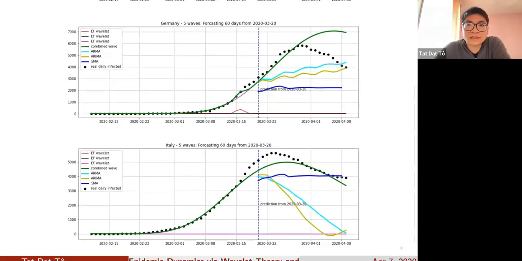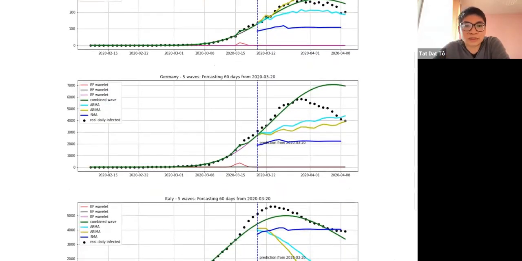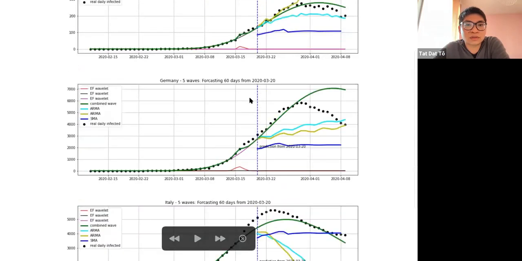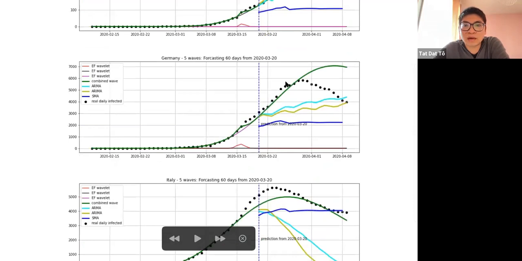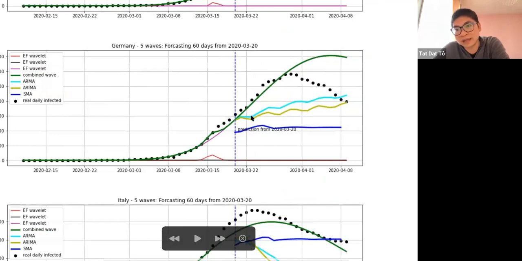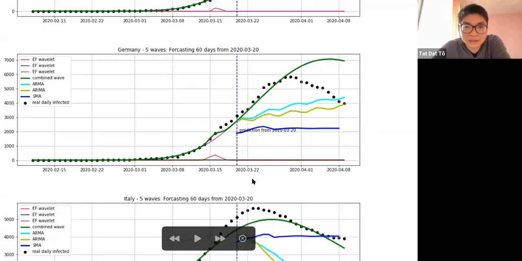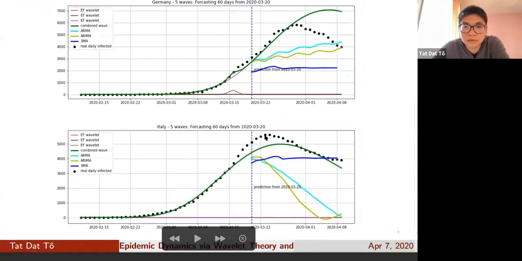Here, I just use data from the beginning of the epidemic for Czech Republic and Germany. You can see that it is something the same. Our models go up and then go down, but the others have the tendency to go up. For simple moving average, it goes in a straight line. And it's the same for Italy. The green one, our model, goes up and then goes down, and the other one is quite good as well, but it goes down very fast.